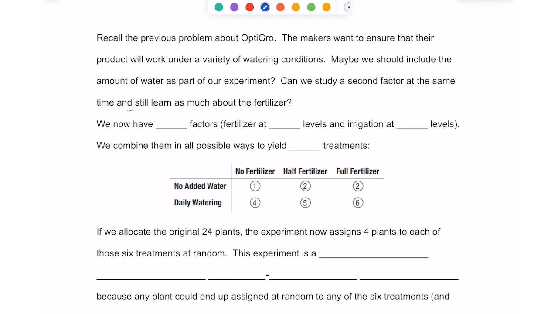Welcome back. For the last video, recall the previous problem about OptiGrow. The makers want to ensure that their product will work under a variety of watering conditions. Maybe we should include the amount of water as part of our experiment.